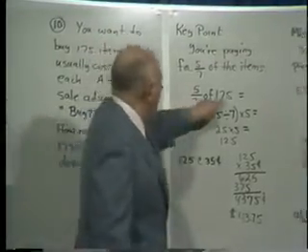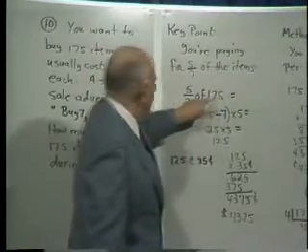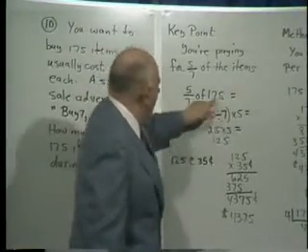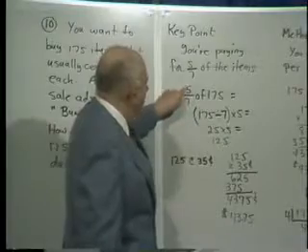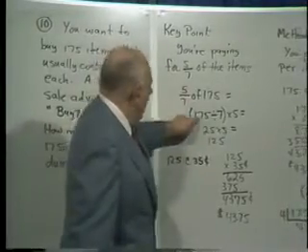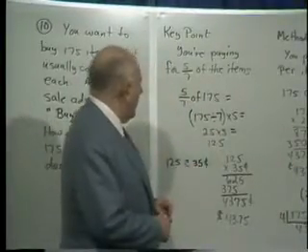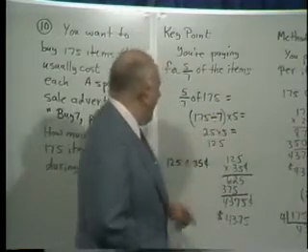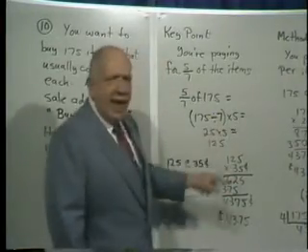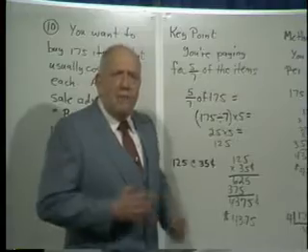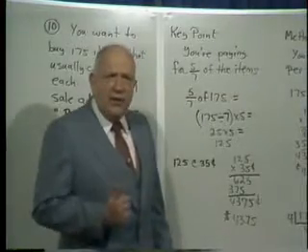What is 5 sevenths of 175? I take the 175 and divide that by 7. So you divide by the denominator, multiply by the numerator. 175 divided by 7 is 25. 25 times 5 is 125. So what this says is, I am only going to be paying for 125 of those items.